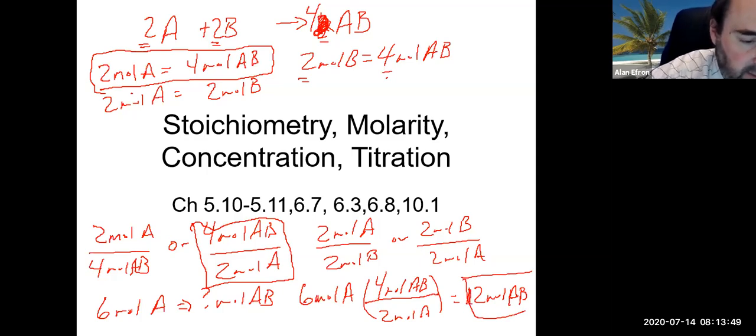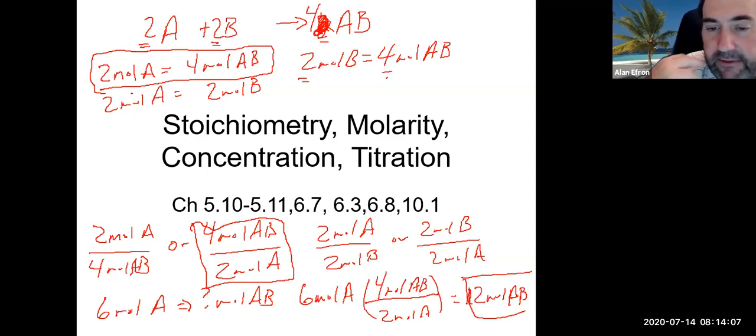And basically what that number means in this particular reaction is if you started with 6 moles of A, whatever that represents, for example, in grams or whatever it may be, that if everything went perfect, everything went right, you should produce 12 moles of AB if the reaction was perfect and nothing went bad.